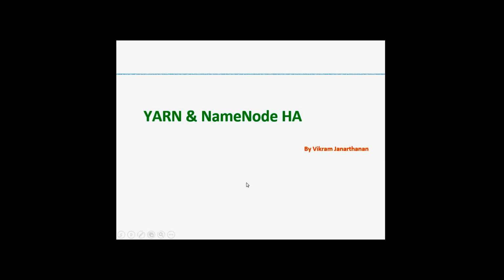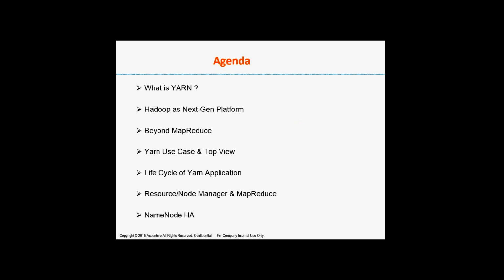Yeah, today we are going to discuss YARN and NameNode high availability as related topics for Hadoop 2.x. Today's agenda is to understand what YARN is. I hope you have heard the word YARN in Hadoop. After implementing this feature, Hadoop is taken as the next generation platform.